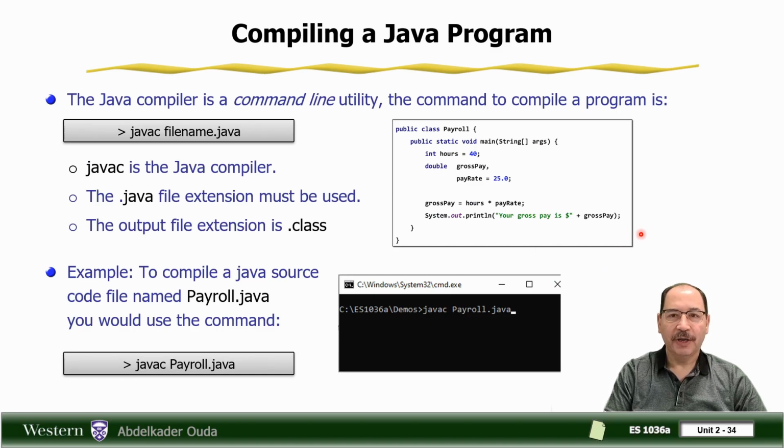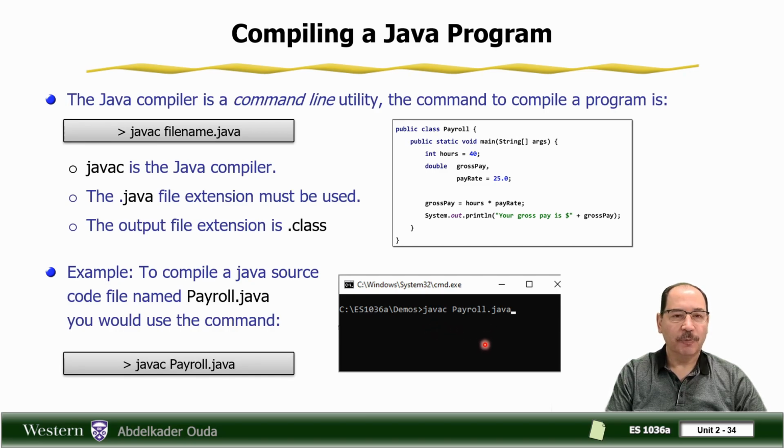Good. So how do we compile this Java code? First, we assume that the JDK is installed on our computer. We save the file with the extension .java, and we run the command javac. So to compile any Java application, we use the command javac, which is a command line utility. For example, in this example, I saved this file with the file name payroll.java. So to compile this file, I just run the command javac payroll.java.